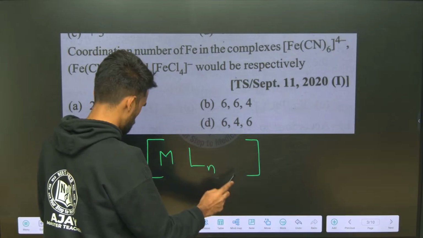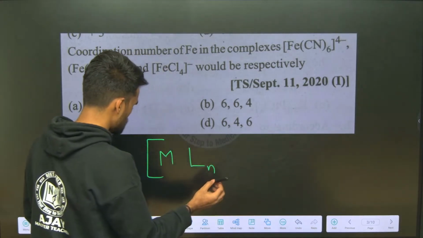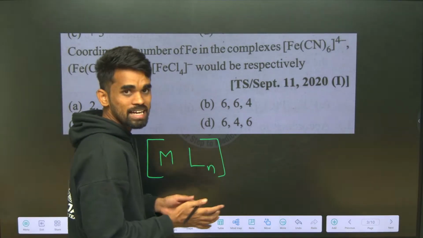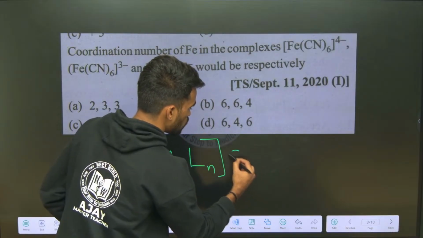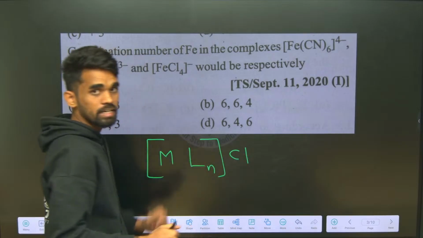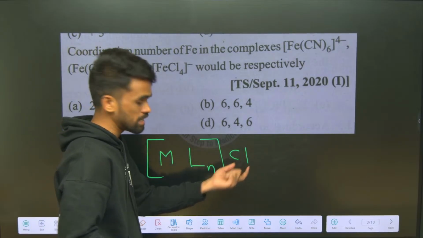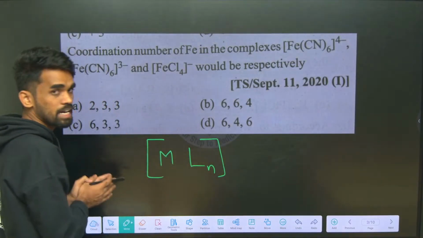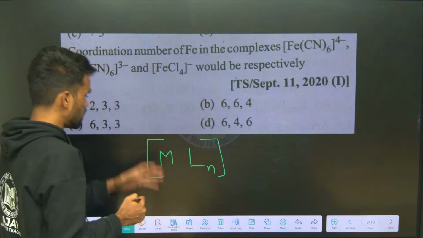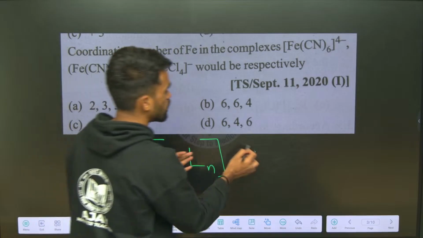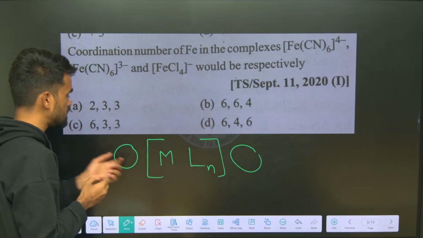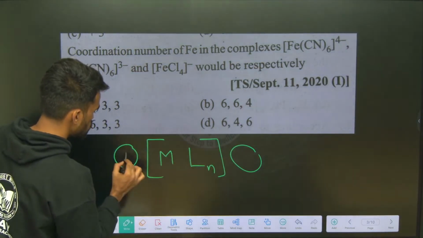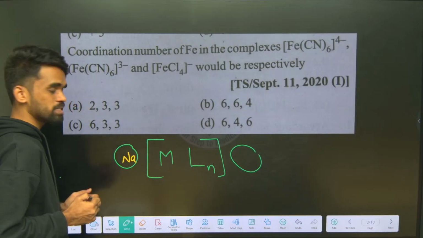For example, here I have something like this. So what does the square bracket represent? The coordination sphere. If any anions are there, such as chloride ions along with this complex, you can write them on this side, which is considered the anionic sphere. And if there are any cations, we can write them in the cationic sphere. So this side is for the cationic position and this side is for the anionic position. For example, if sodium ions are there, I can write sodium over here, since sodium is a cation.